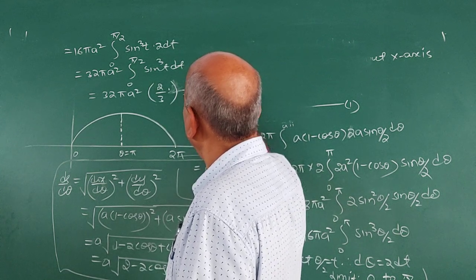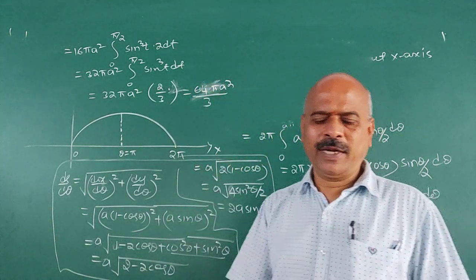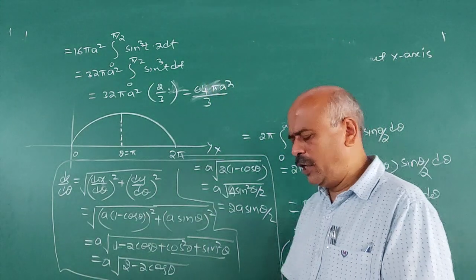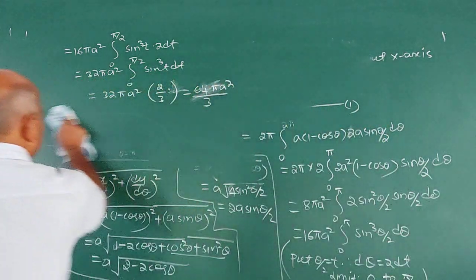64 pi a square upon 3. This is the surface area of the solid formed by revolving one arc of this cycloid.